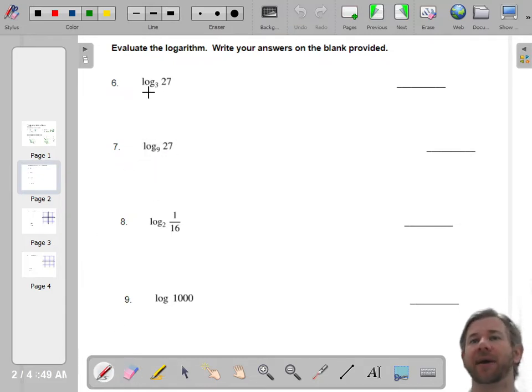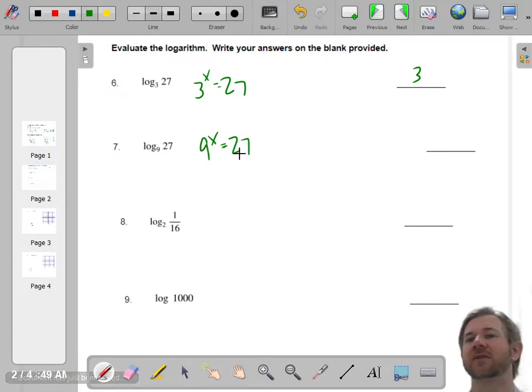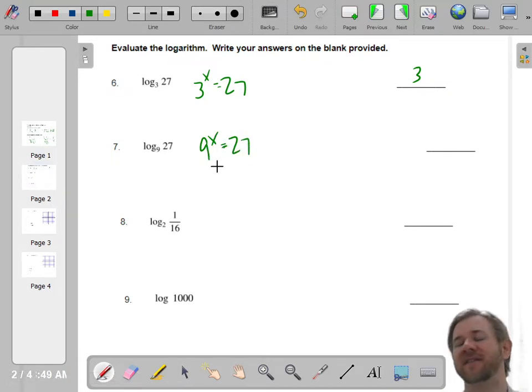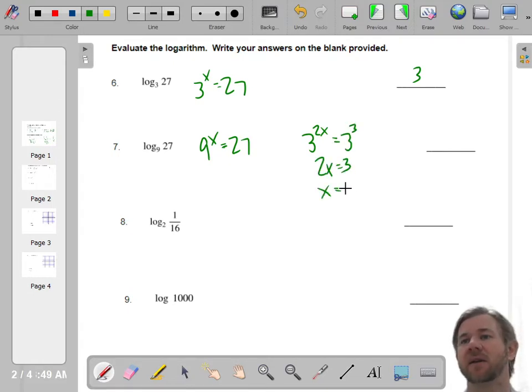You should be able to rewrite them as an exponent. 3 to some power is 27, and that would be to the 3rd power. Okay, this is a little trickier. So if they have different bases, I'm going to rewrite 9 as 3 squared. 3 to the 2x now. 3 squared to the x is 3 to the 2x. And 27 is 3 to the 3rd. So 2x equals 3. When you divide both sides by 2, you get 3 halves.